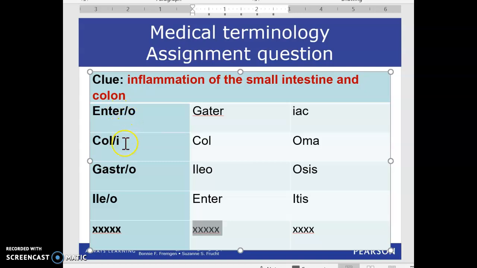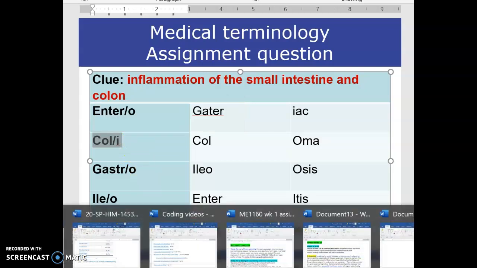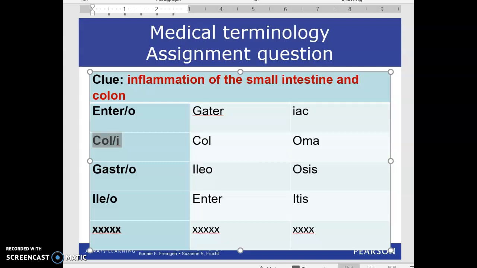So remember, entero, coli, gastro, and ileo. Which one is the small intestine or the colon? Okay, it could be this because it's small intestine. Coli could be colon, which is also correct. So you can choose either one of them because they're both the correct answer. You're choosing either one of them.